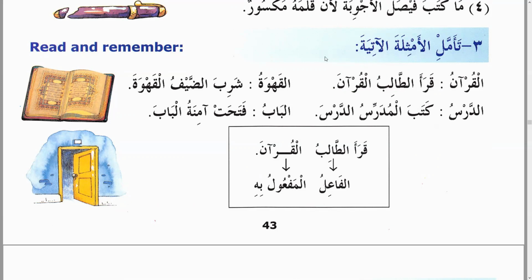Similarly, al-qahwa: sharibat daiful qahwata. Daif means the guest. The guest drank the coffee. Shariba is the verb, the fa'il. Shariba yashrabu, bab samia. Sharibat daiful qahwata.